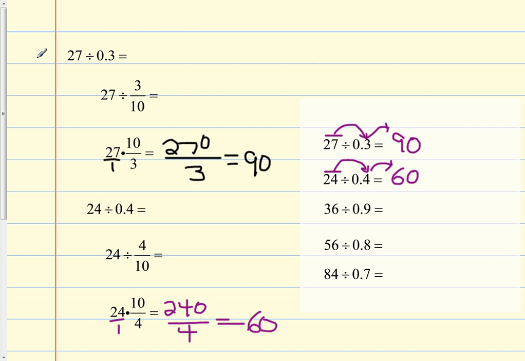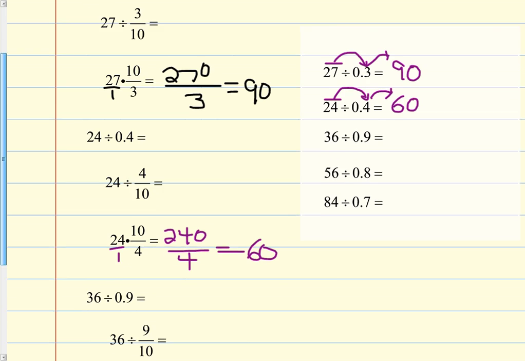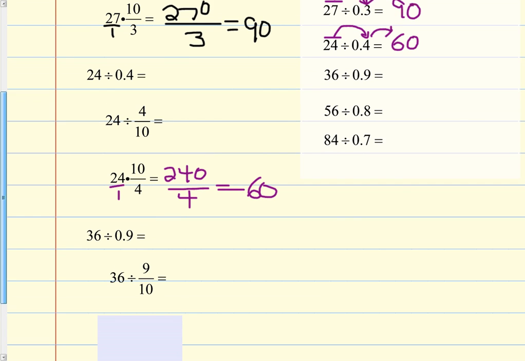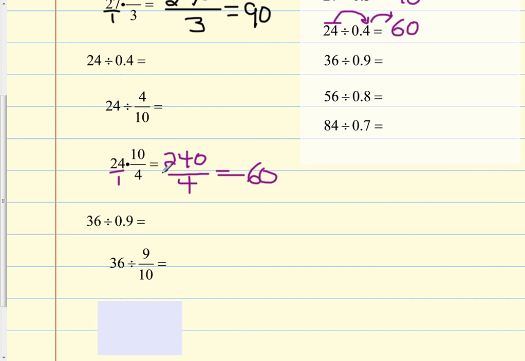All right, let's try one more problem. Remember, we did this one in class also. 36 divided by 9 tenths, which I rewrite as a fraction. I want to keep the 36, change it to multiplication, and find the reciprocal of 9 tenths, which is 10 over 9. Now when I do the multiplication, I write that over 1. 36 times 10 is 360. 1 times 9 is 9.